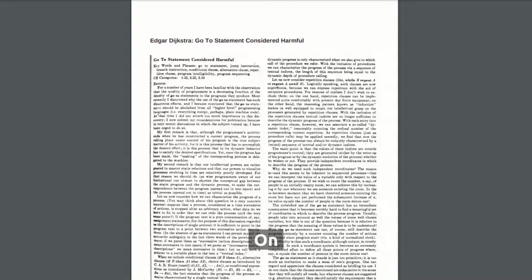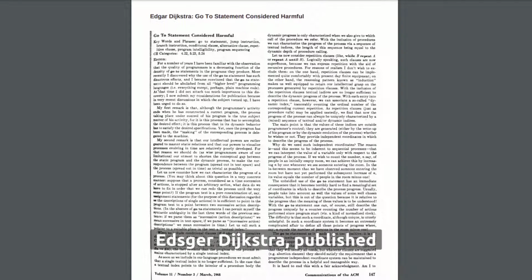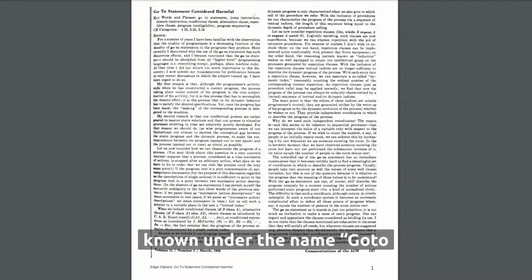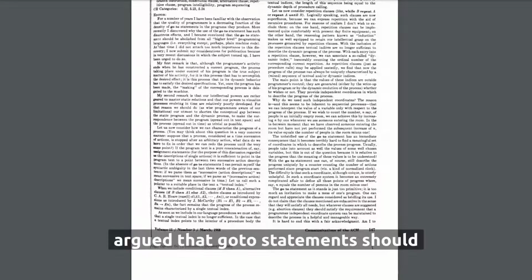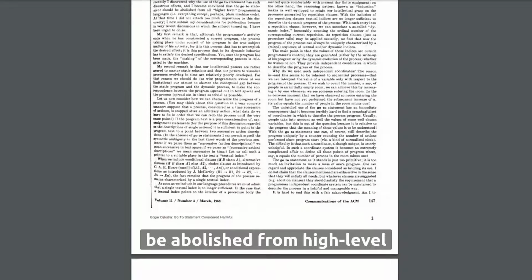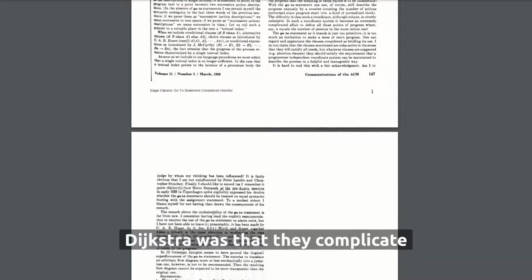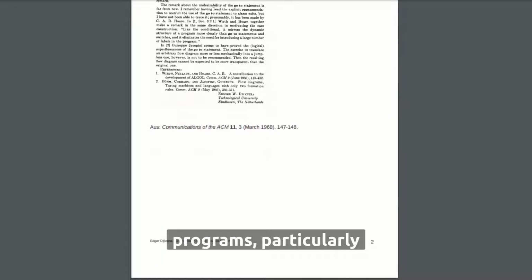In March 1968, the computer scientist and science essayist Edsger Dijkstra published a paper called "A Case Against the Goto Statement," also known under the name "Goto Considered Harmful." In this paper, he argued that Goto statements should be abolished from high-level programming languages. The reason, according to Dijkstra, was that they complicate the task of analyzing and verifying the correctness of programs, particularly those involving loops.